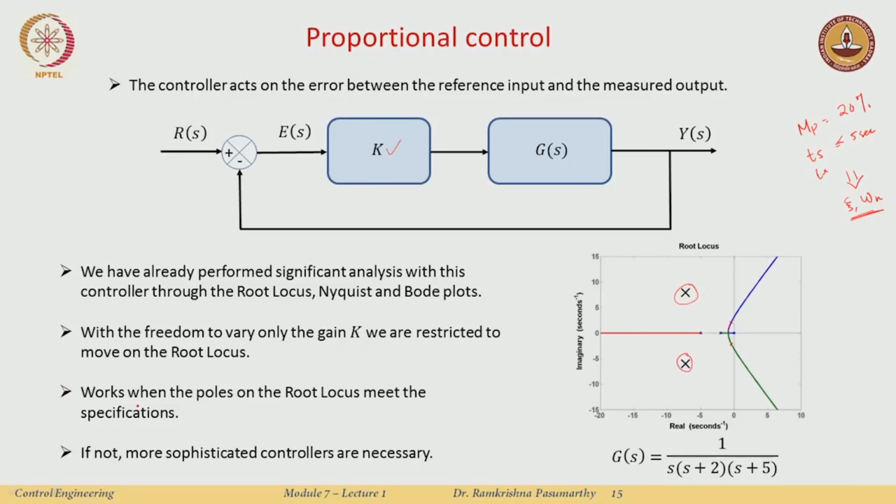So, when does this work? Of course, we have the freedom to vary the gain k, which means we are restricted to move on the root locus, and therefore this works when the poles of the root locus meet this specification. So, I just translate the given specifications into zeta and omega n. These zeta and omega n translate to appropriate locations on the complex plane. If by adjusting the gain I could arrive at those locations, then I just say this is my controller with that value of the gain k. If not, we need to do something else.